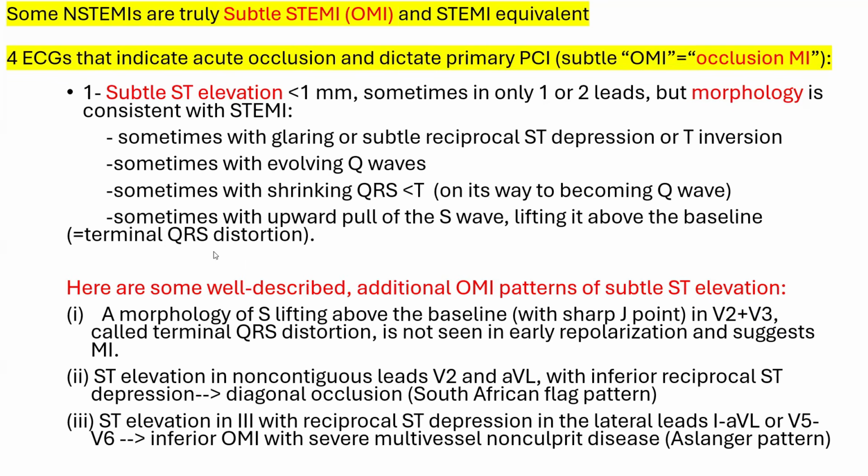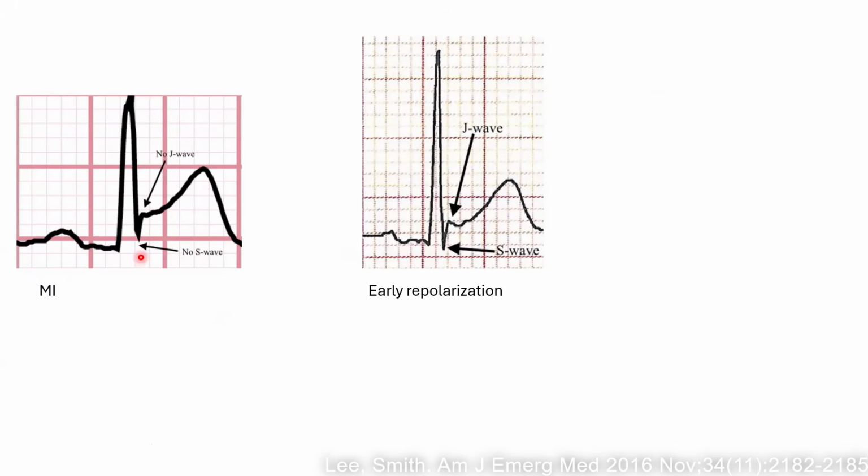And now I want to move on and describe 3 particular morphological features that are talked about in the literature. One is terminal QRS distortion, which strongly indicates STEMI simply because it is not seen in early repolarization. And it consists of lifting that S wave above the baseline, so it's no longer really an S wave. And in those patients, it's not just lifting the S wave above the baseline, there is also no J wave. There is a sharp J point. There is no J wave.